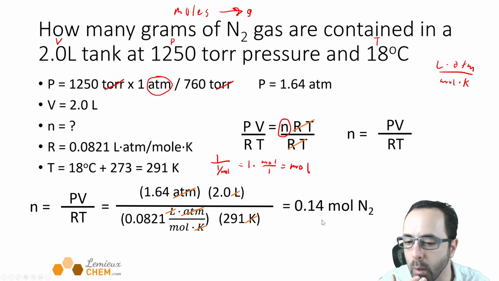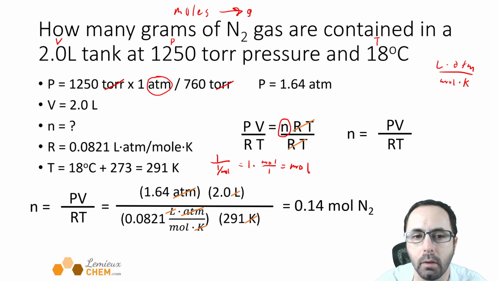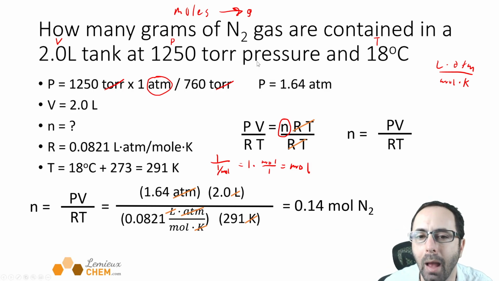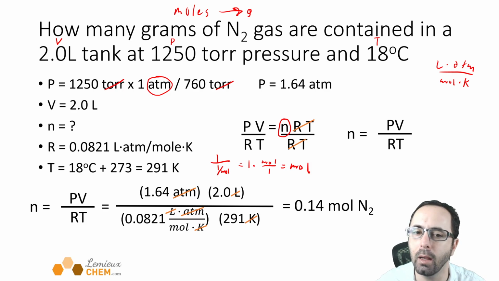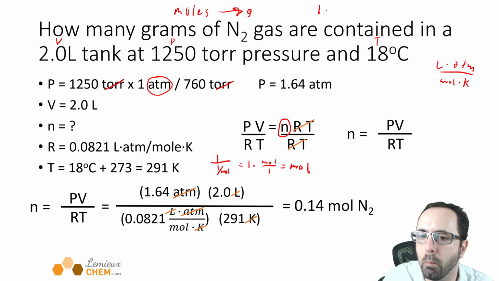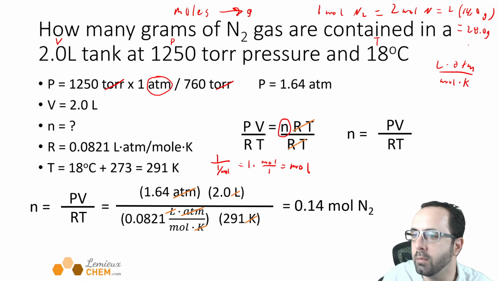Now, are we done yet? No, because we were not asked for moles. We were asked for grams, okay? So we need the molar mass of nitrogen. If you look at the periodic table, 1 mole of nitrogen atoms weighs 14 grams. And you know that 1 mole of N2 has within it 2 moles of N atoms. And so that mass is going to be 2 times 14 grams. And so it's going to be 28.0 grams of N2 is 1 mole of N2.